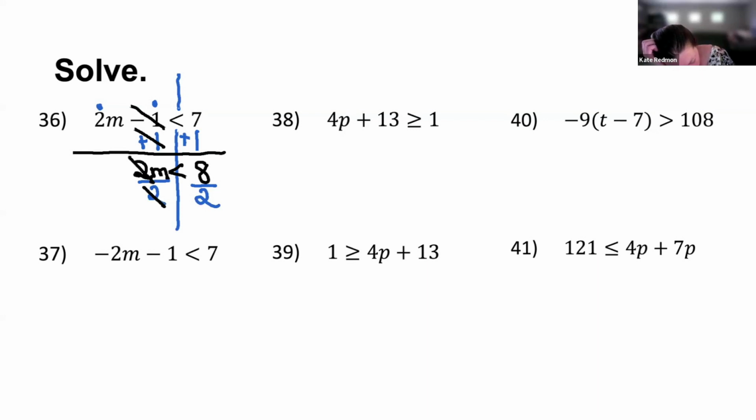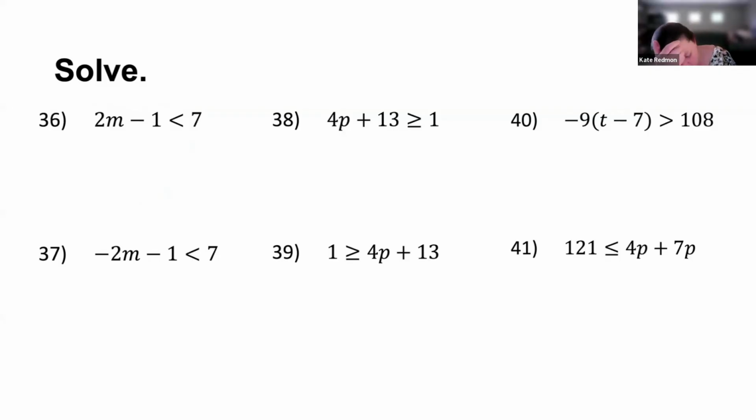Multiplying and dividing by 2 are opposites. They cancel. M's alone. I haven't done anything to affect that inequality symbol. And 8 divided by 2 is 4. So what would m have to be to make the original inequality true? M would have to be anything less than 4.